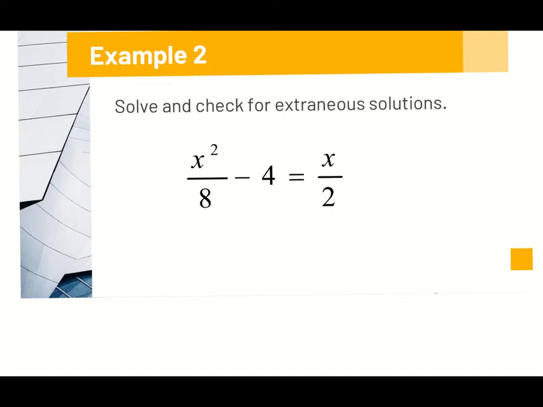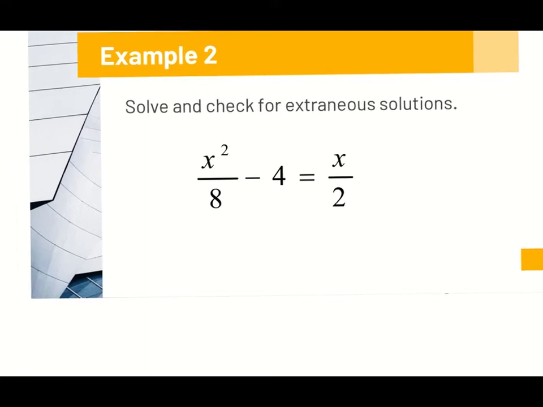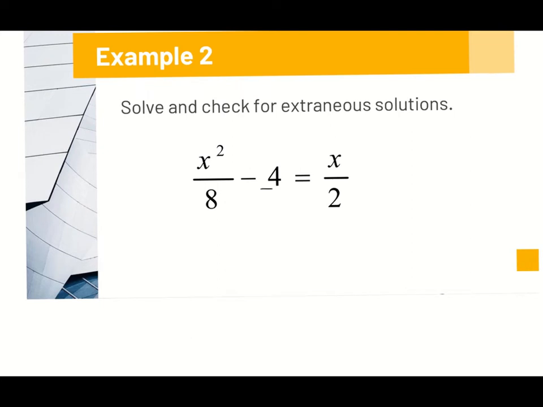So example number 1 was super nice because we had common denominators. Unfortunately, a lot of the times we're not going to have common denominators. So what do we have to do? Create that. So here's example 2. We have x squared over 8 minus 4 equals x over 2. Well, the easiest thing to do is have all fractions so we can get all common denominators. Remember, if we have a whole number, we can always write it over 1. All right, so now we have 3 fractions. All 3 fractions have to have a common denominator. So we have 8, 1, and 2.